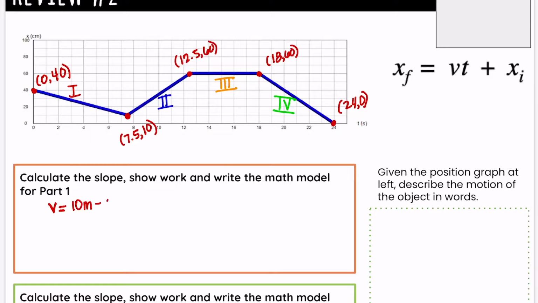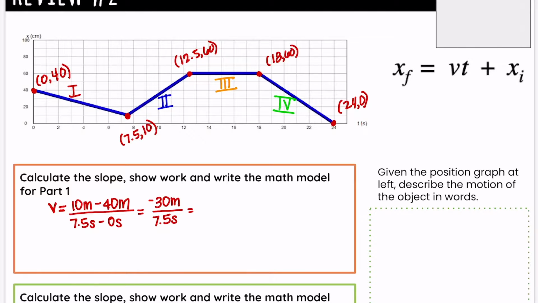So the final position is 10 meters minus initial position of 40 meters over 7.5 seconds minus 0 seconds. We're going to go 10 minus 40 is negative 30 meters over 7.5 minus 0 is going to be 7.5 seconds. And then what you're going to do is divide it in your calculator and make sure your answer shows up as a decimal point. And so when you go negative 30 divided by 7.5, you should get 4 meters per second.